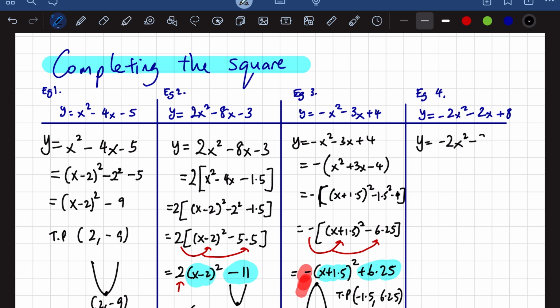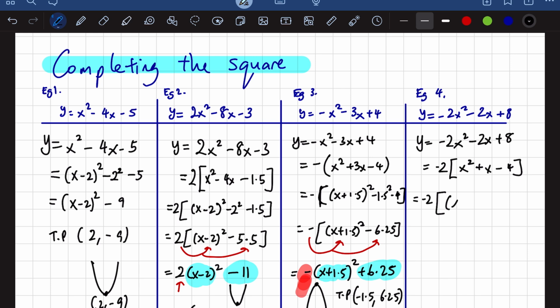We are going to factor out negative 2, because example 4 is kind of the same as example 3, but we're going to factor out negative 2 instead. All right, so that is what I have in the bracket once I factor out negative 2: x squared plus x minus 4. And I'm going to complete the square.